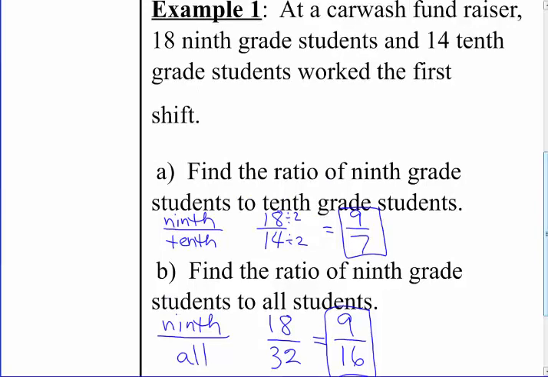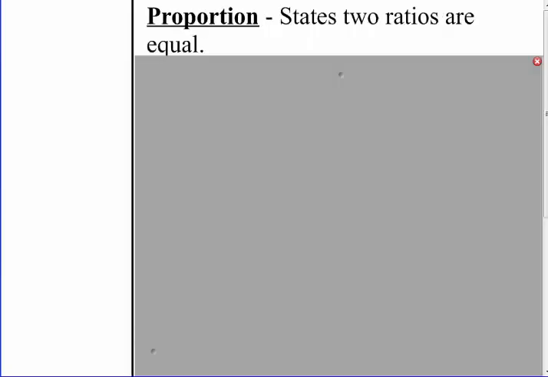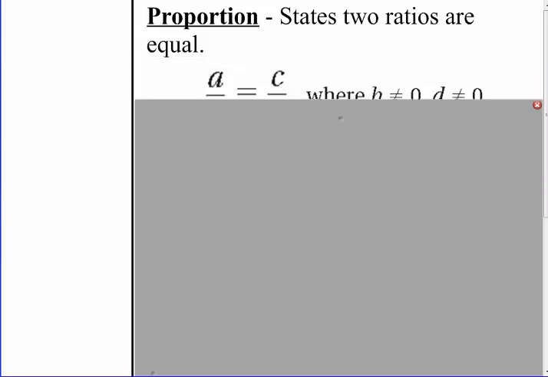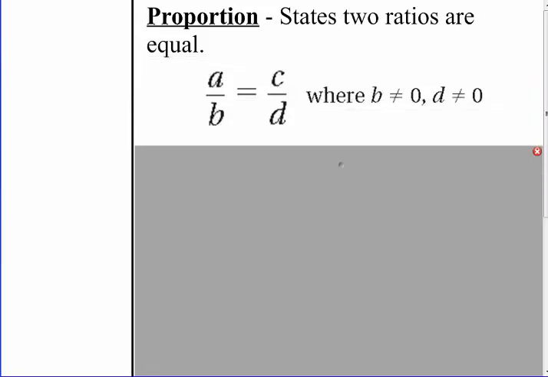So that's just talking about ratios. We're now going to take it to the next step and look at proportions. A proportion states that 2 ratios are equal. So this is where we're going to get into solving proportions. It would look something like this, where you have A over B equals C over D. And this is one of the reasons why we use the fraction form.